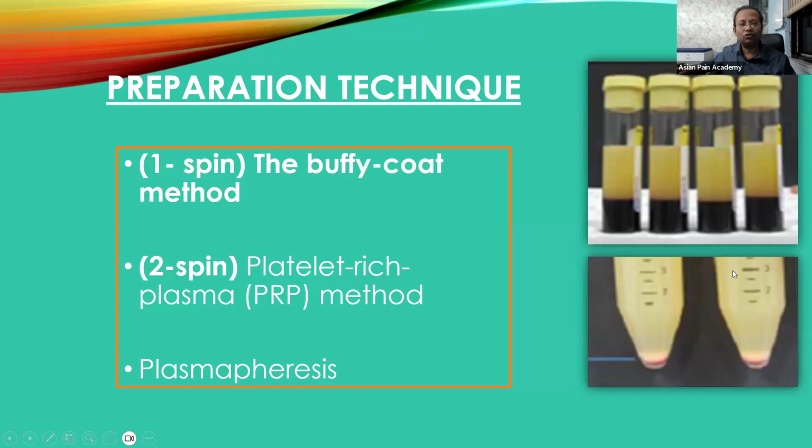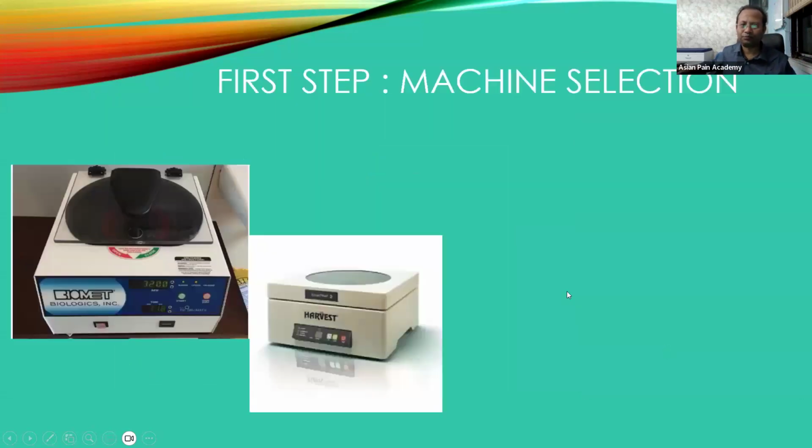And we can use the two spin method also. After the first spin, we will take out the plasma and spin it again. Then if platelet pellets are formed, so much concentrated, just separate the platelet pellet, discard everything, and use this one only for intervention.